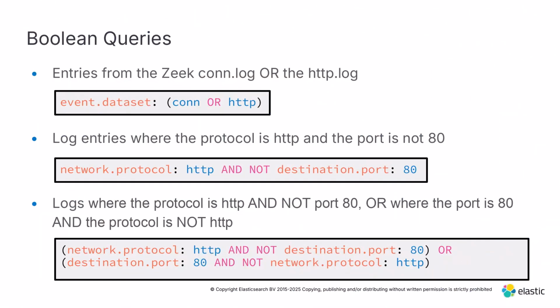The next example is taking the last query a step further. If port 80 isn't being used for HTTP, what protocol or service is it being used for? Here we want to catch those mismatched ports and protocols. This could be saying services are either misconfigured or intentionally running on different ports or protocols to avoid detection. We're looking for the same query here, HTTP and not destination port of 80, or it is running on 80, but not over HTTP traffic.